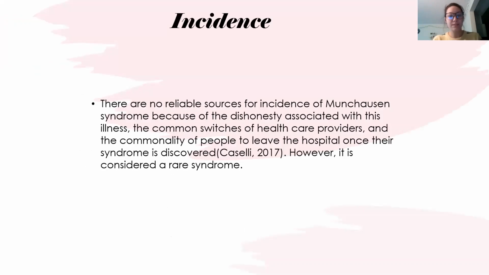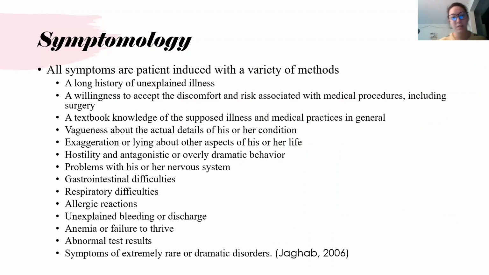The incidence for Munchausen syndrome is really unreliable because of the dishonesty that comes with this illness and the fact that people will switch different hospitals and care providers once it's discovered that they have Munchausen or that they're lying about what's actually happening to them. So it is a rare disorder, but it's even harder to get the information on it because people will leave so soon.